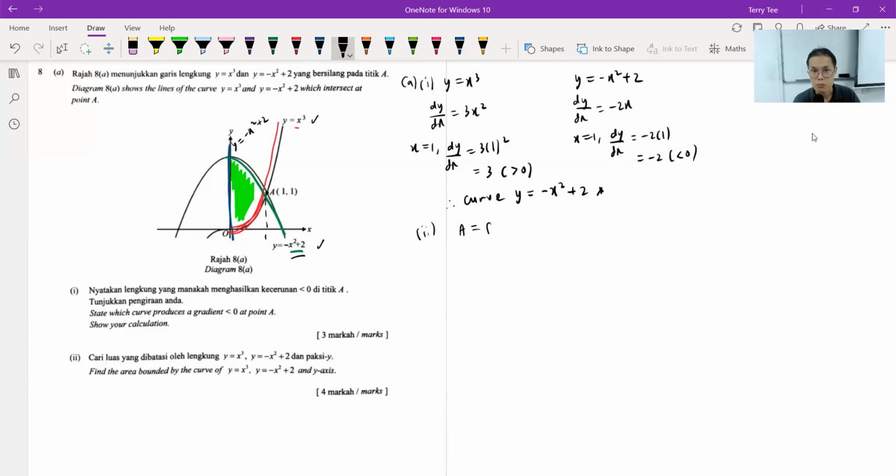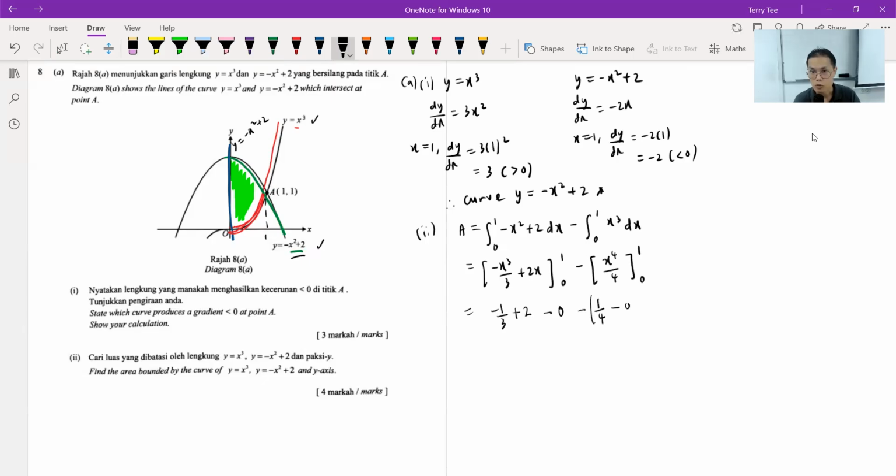Okay, so the area of the big one is the integral from 0 to 1 of minus x cubed plus 2 dx. You minus the smaller one, the integral from 0 to 1 of x cubed dx. Let's integrate that. This will be minus x, increase the power by 1, 3 over 3. Integrate 2 is 2x. Lower limit 0, upper limit 1. Same here, when you integrate this, increase the power by 1, 4 over 4. Lower limit 0, upper limit 1. So let's substitute, put 1 inside, minus 1 over 3, plus 2, then you minus. If I put 0 inside, the whole thing is 0. I put 1 inside, I get 1 over 4, then you minus 0.